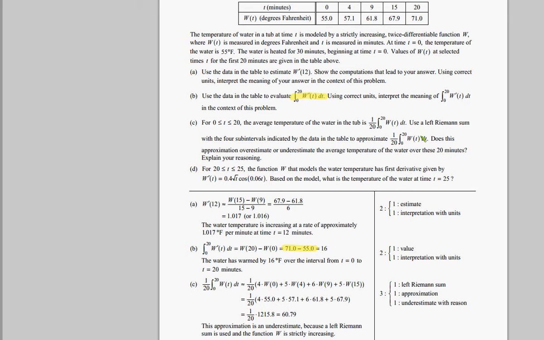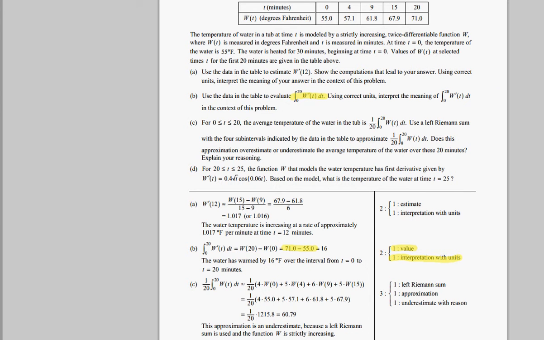It also asks, using correct units, interpret the meaning of this. You realize that that would be the accumulation, or the change in the water temperature over the interval from 0 to 20 minutes. Please make sure that you're putting over the interval from 0 to 20. Don't just say it's the change in temperature without a timestamp there. You got a point for having 16, for having your value, and a point for having the correct interpretation with units there. If you do not include units, or if you said the units were degrees Fahrenheit per minute or something that was incorrect, you would not get that second point.